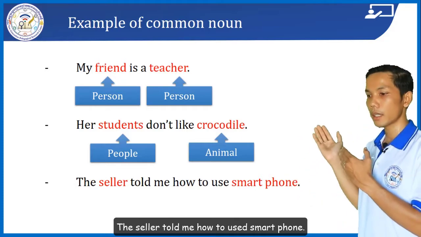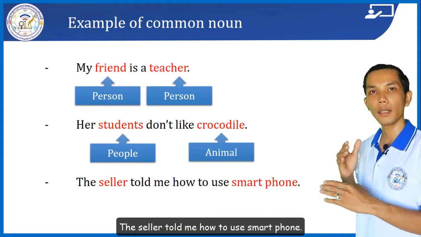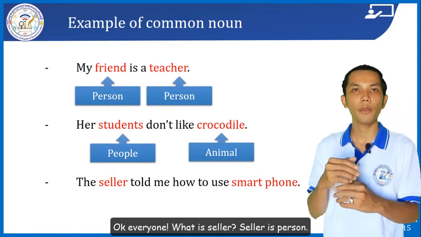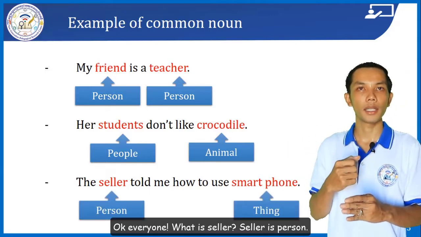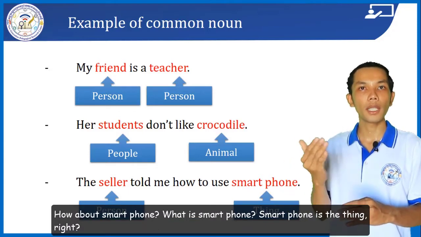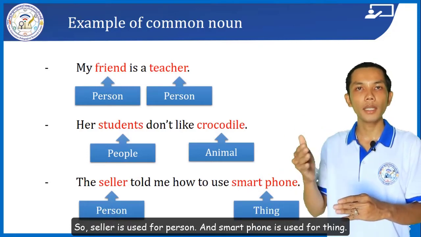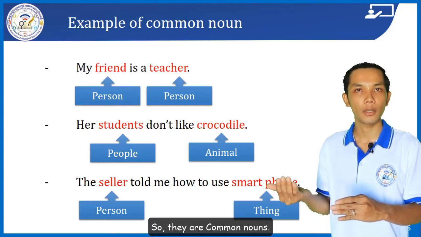Okay, everyone, now please look at the third one. The seller told me how to use smartphone. Okay, everyone, what is seller? Seller is person. How about smartphone? Smartphone is thing, right? So seller is used for person and smartphone is used for thing. So they are common nouns.